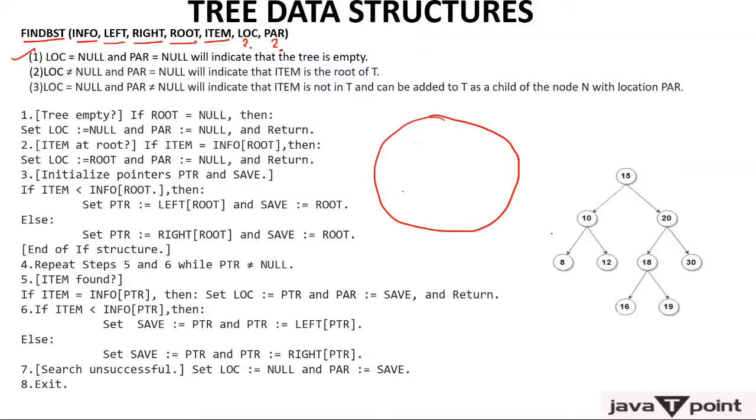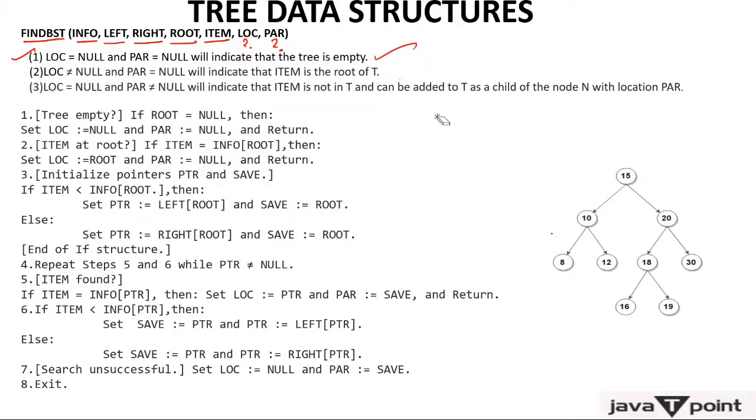If I say this is a tree, you are clearly watching, there is no tree. And I'm saying, what is the location of 15? There is no tree, boss. There is no tree. So what is the answer? Location is null and parent is null, because there is no tree over here. So the tree is empty. Fine.